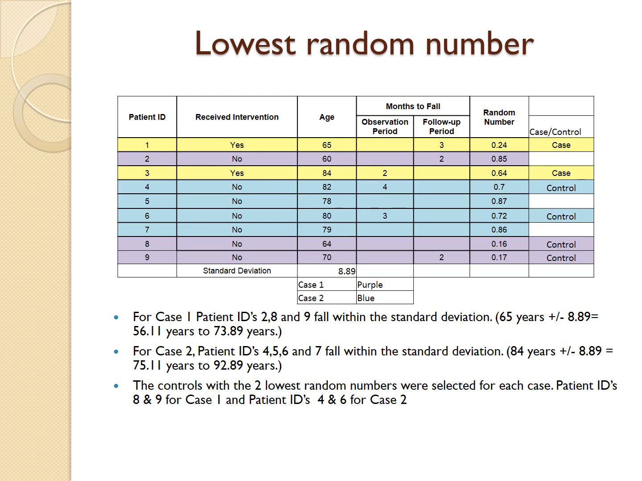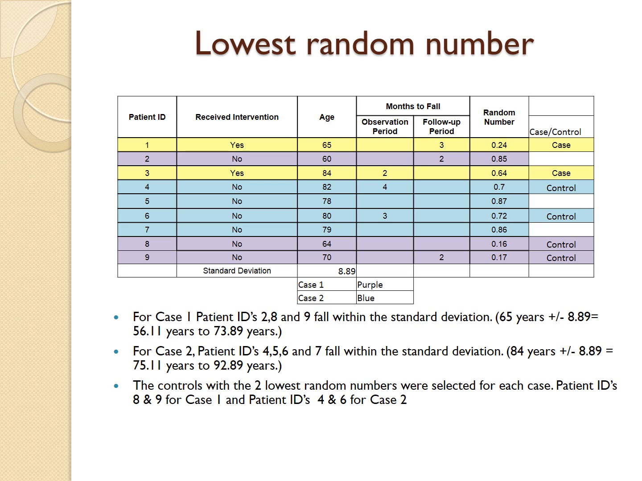Now that we have the standard deviation, we need to figure out the lowest random number for the given cases. As you can tell, I gave purple for case 1. Case 1 is 2, 8, and 9, and case 2 is the blue ones, which is 4, 5, 6, and 7. For case 1, patient IDs 2, 8, and 9 fall within the standard deviation.